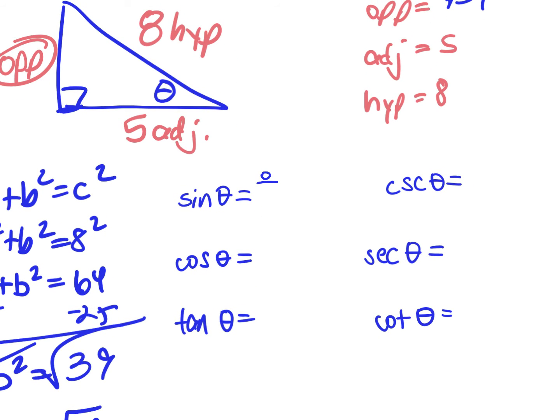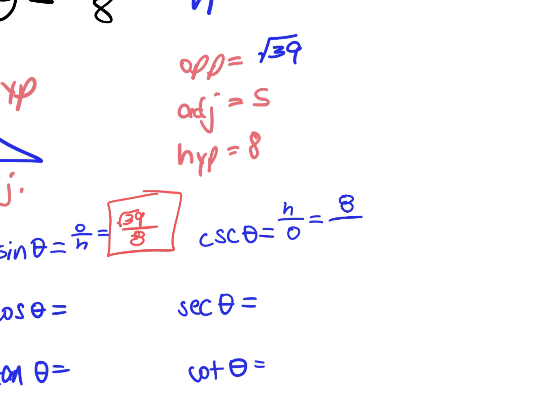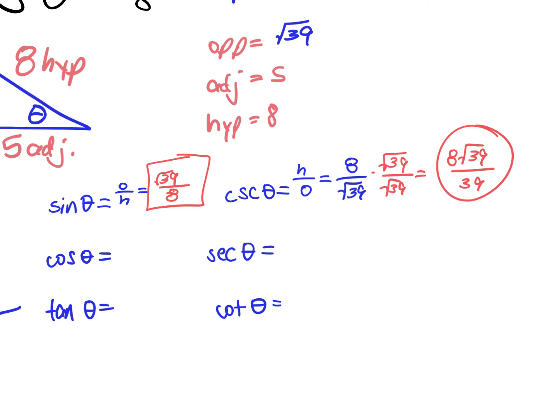Sine is opposite over hypotenuse. What is my opposite side? The square root of 39 over my hypotenuse is 8. Do I need to do anything to that? No, we're good to go. So cosecant is what over what? Hypotenuse over opposite. Good. It's 8 over the square root of 39. What's the problem? The square root of 39. We have to rationalize. So you have 8 root 39 over 39. Questions? Okay. Good job, guys.